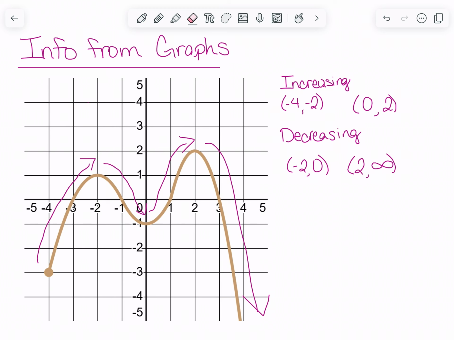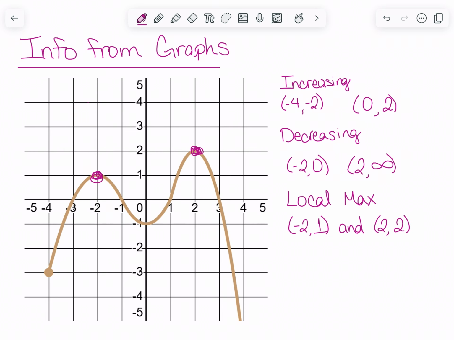Now let's start to look at our max and mins. The maximums are my peaks, which I can see I have 2 of, here and here. This tells me that I have local maximums at the points (-2, 1) and the point (2, 2). For the minimums, I'm looking at valleys, and I only have one of those that occurs at this point here. This tells me that my local minimum occurs at the point (0, -1).